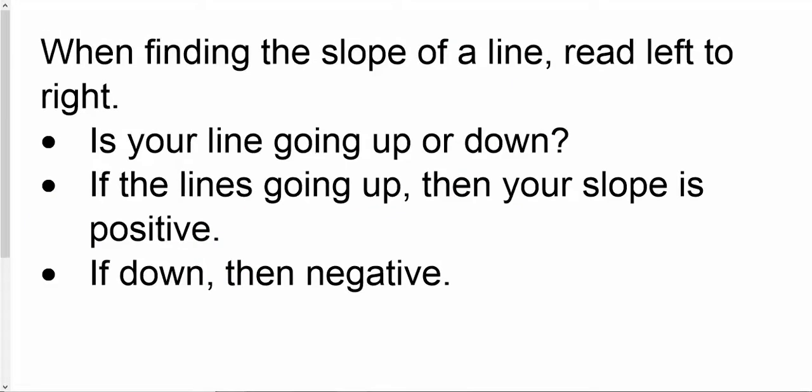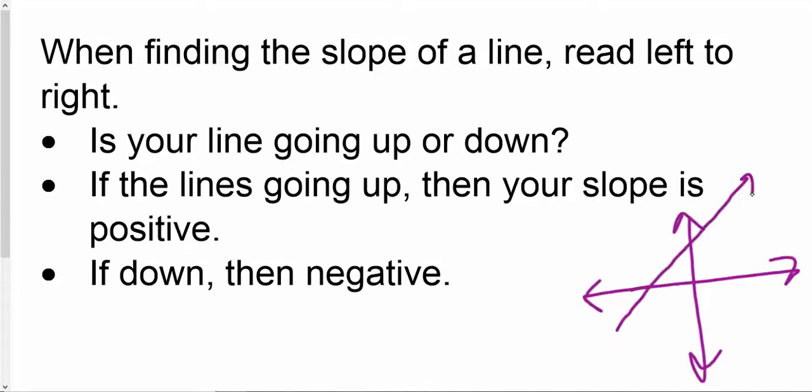So when we're finding slope of a line, we're going to read this from left to right. Here's our little graph that we're going to sketch. We go left to right. If it goes up, like I just drew with the purple line, that's going to be a positive slope. If we're going left to right and it goes down, that's going to be a negative slope, right? We also can find that when we're actually doing slope with the coordinates.